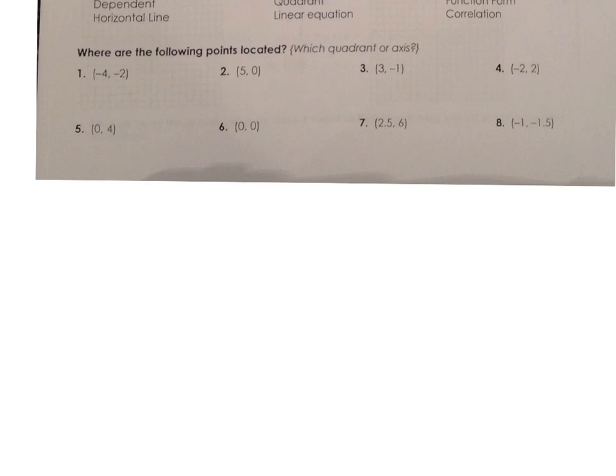Number 1 says, where are the following points located? Negative 4, negative 2. So that means I'm going to go over, and then I'm going to go down. So that would put me in quadrant 3. Number 2, I would go over 5 and up or down 0. So that means I'm right on the x-axis. Number 3, I would go over to the right 3, down 1. That's quadrant 4. Number 4, I would go to the left 2, then up 2. That would put me in quadrant 2.